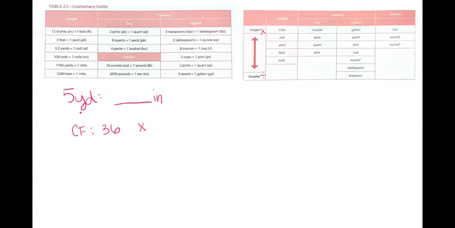Okay? So we're going to take 36 and we're going to multiply times 5. And when you multiply those two numbers together, you get 180. So there are 180 inches in 5 yards.